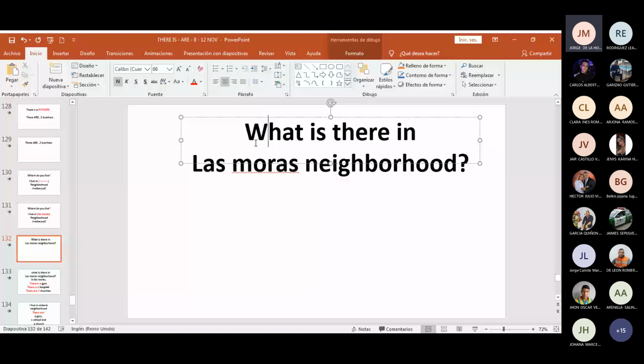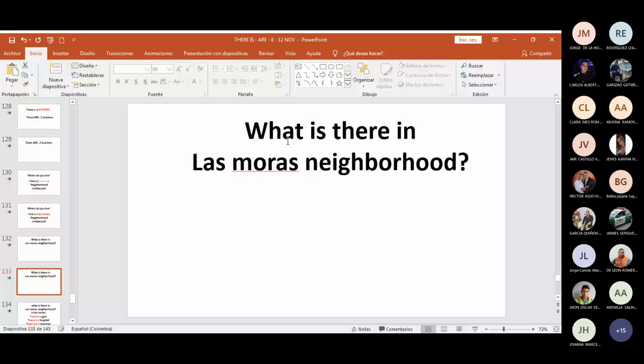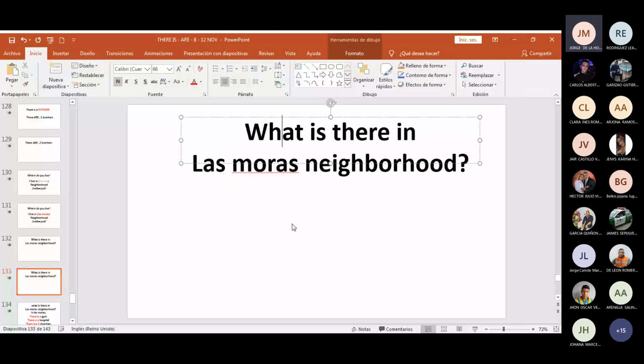Ronaldo, what is there in your neighborhood? Okay, where do you live? Remember that we have two questions. Question number 1 is, where do you live? I live in the Rebolo neighborhood.